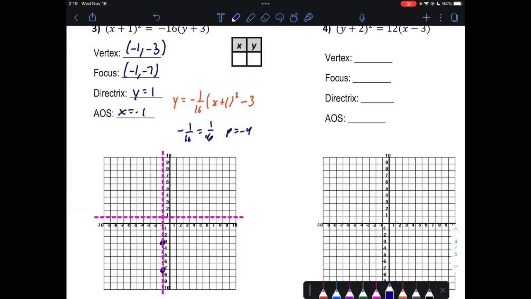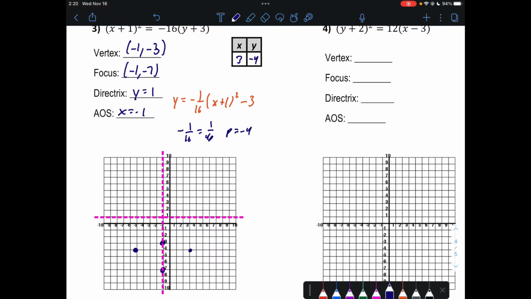Plot some more points. So let's put x values in. That'll give us decent numbers here. How about if we put in 3? 3 plus 1 is 4. Squared is 16. Times negative 1/16 is negative 1. Minus 3 is negative 4. So 3, negative 4. Which also means negative 5, negative 4 would be on there.